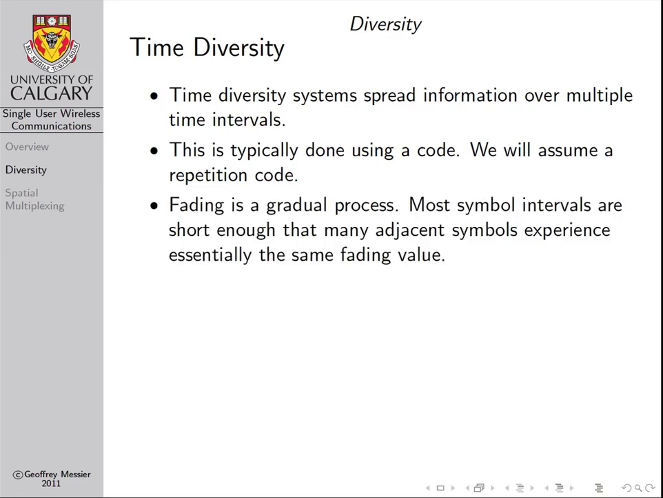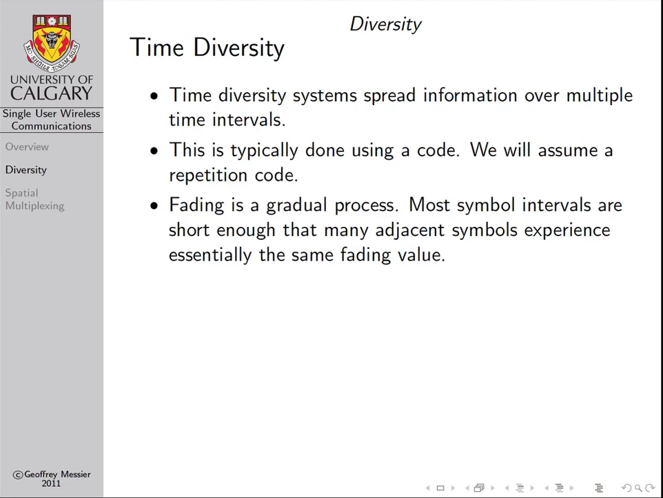The problem with this, however, is that fading is a very gradual process, and we saw this in the wireless channel module. So if we look at the profile of fading as a function of time, it's not an instantaneous change, it's a very gradual change. And most symbol intervals are extremely short relative to the channel coherence time. Symbol intervals are on the order of microseconds or even tens of nanoseconds, and most coherence times are on the order of several milliseconds.